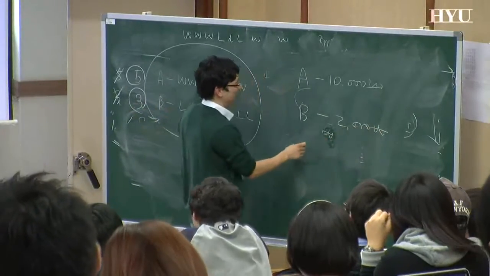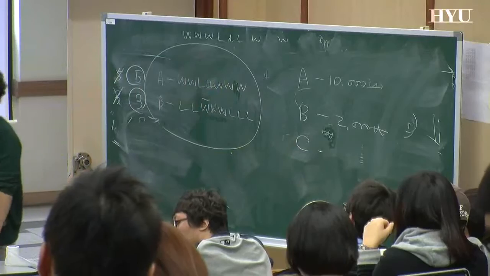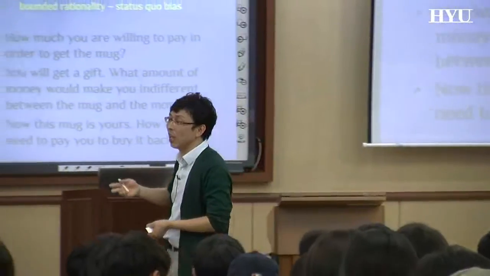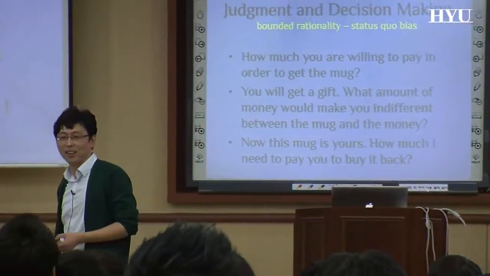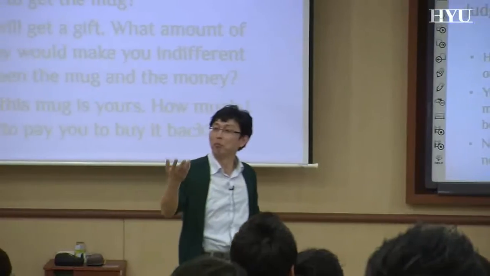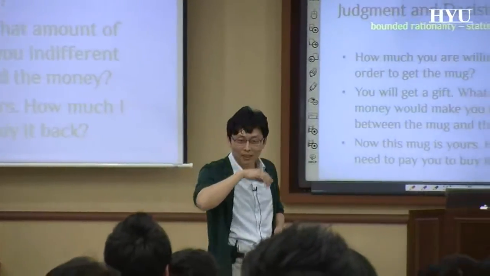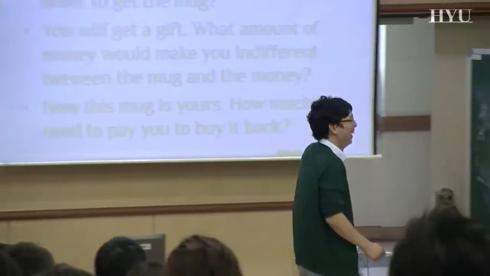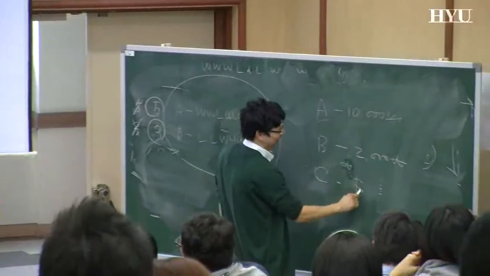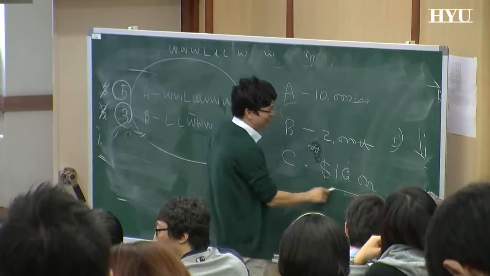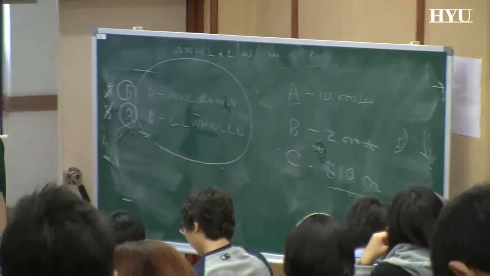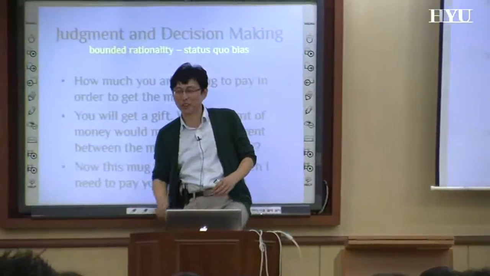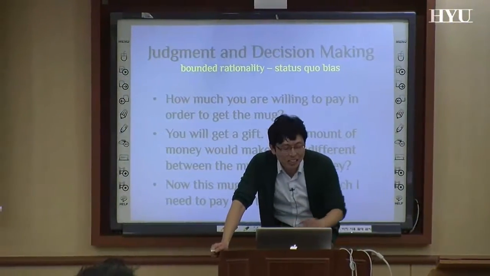Okay, number C. Now, I gave you a mug. So now you can sell this mug to someone else. How much do you want from Chanyeong? $10,000. Which means like 10 million won, something like that. 10 million won. You don't want to sell it. Okay, so why did this happen?